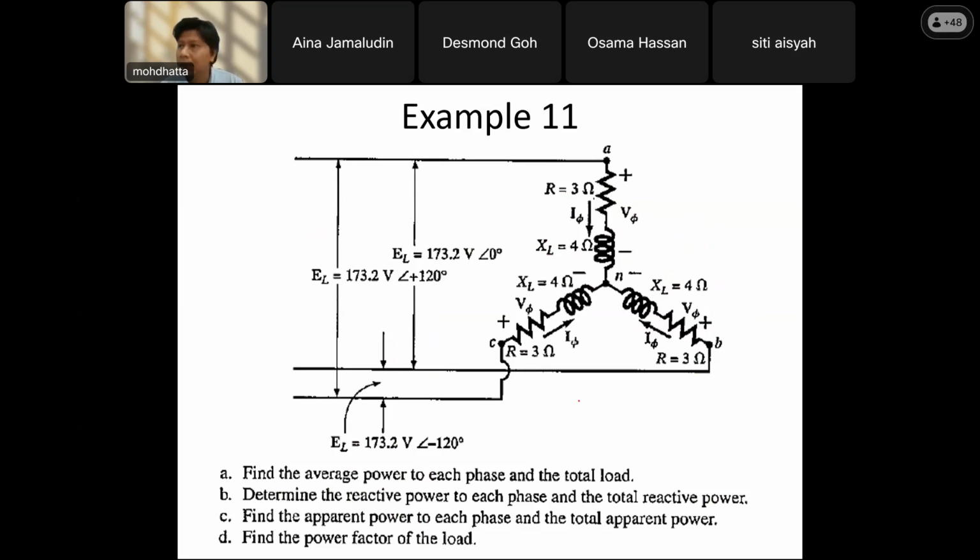Okay. Looking at the first example here, we have example 11, where consider this one should be a balanced load, Y-connected balanced load with given values of its impedance as well as the line voltage.